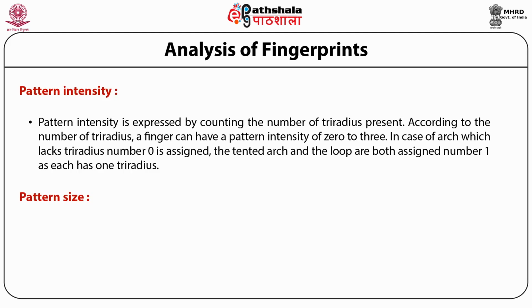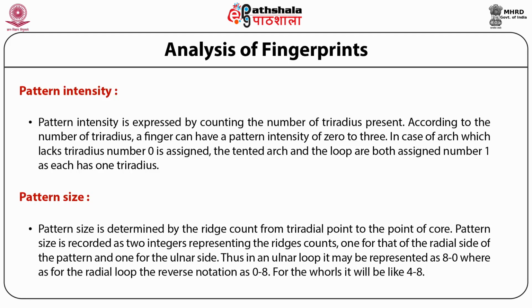Pattern size. It is determined by the ridge count from the tri-radial point to the point of the core. It is useful in inheritance studies. It is recorded as two integers representing the ridge count, one for the radial side of the pattern and one for the ulnar side. Thus, in an ulnar loop, it may be represented as 8 to 0, whereas for the radial loop, the reverse notation, 0 to 8. For the whorl, it will be like 4 to 8.